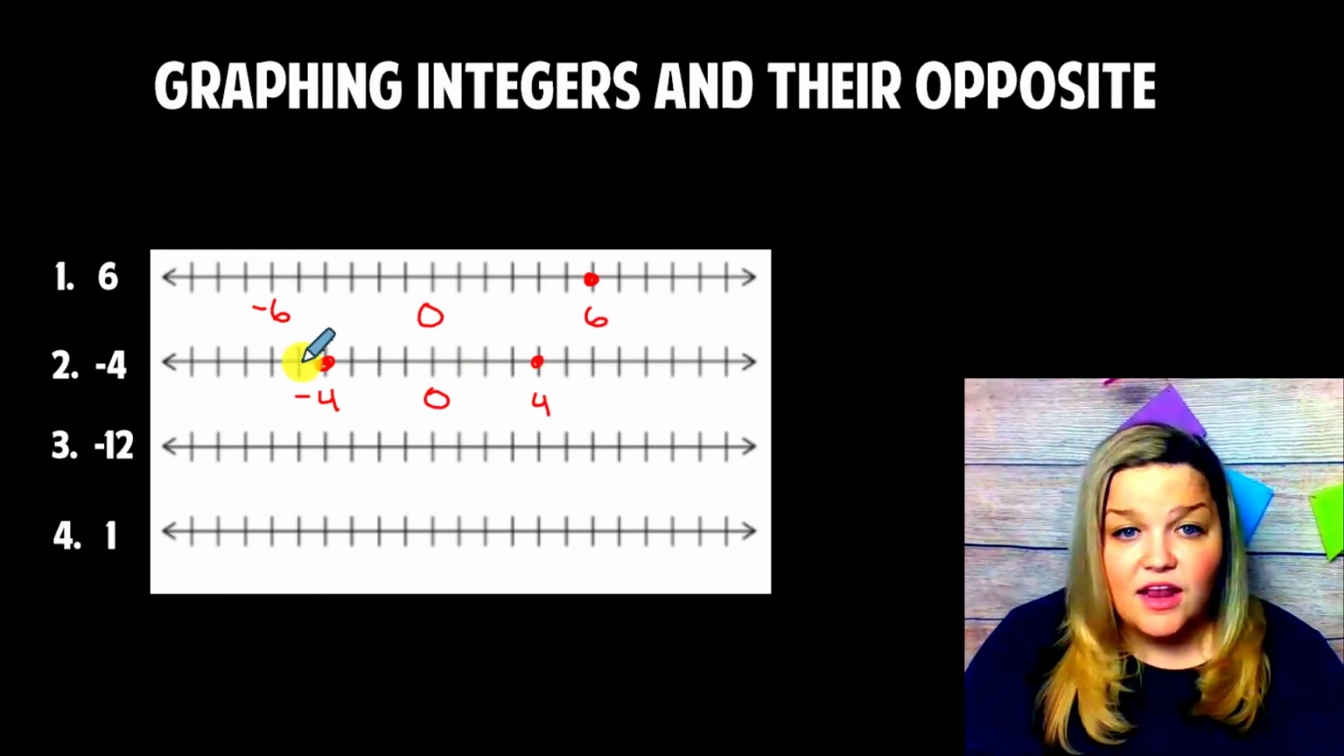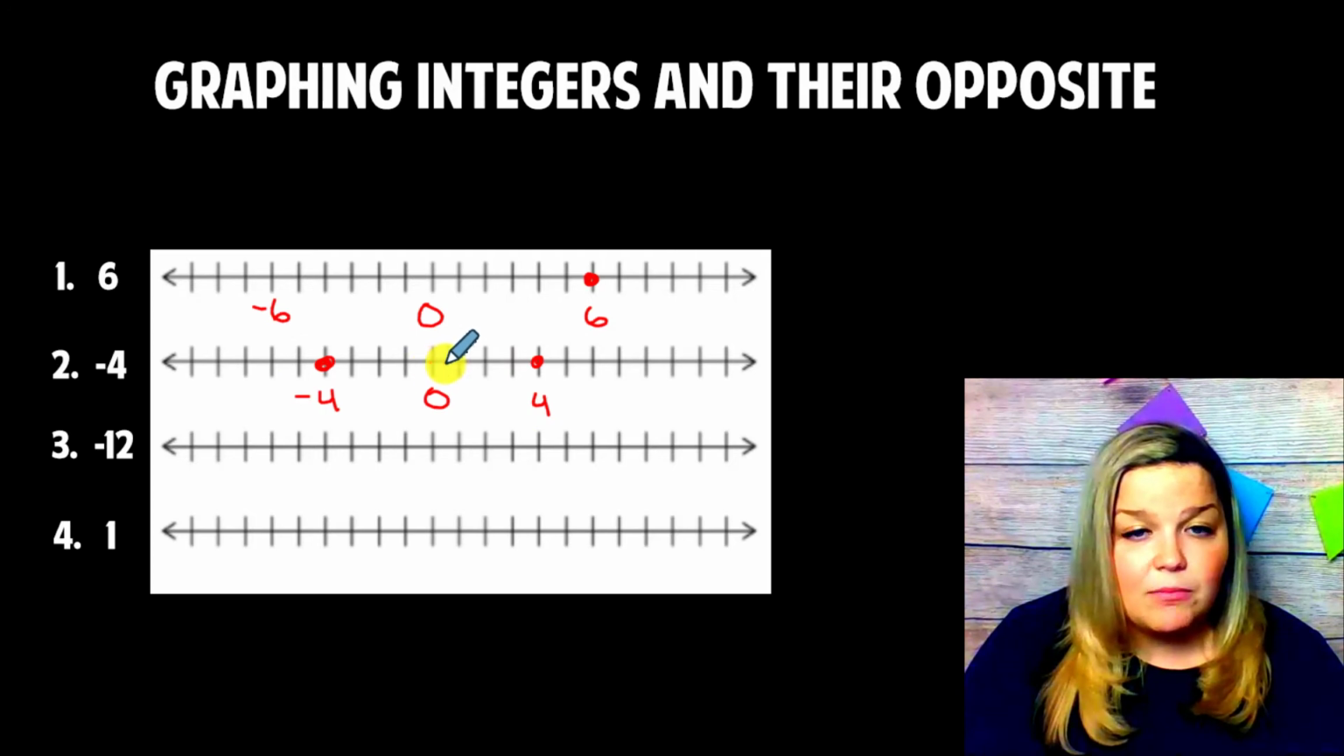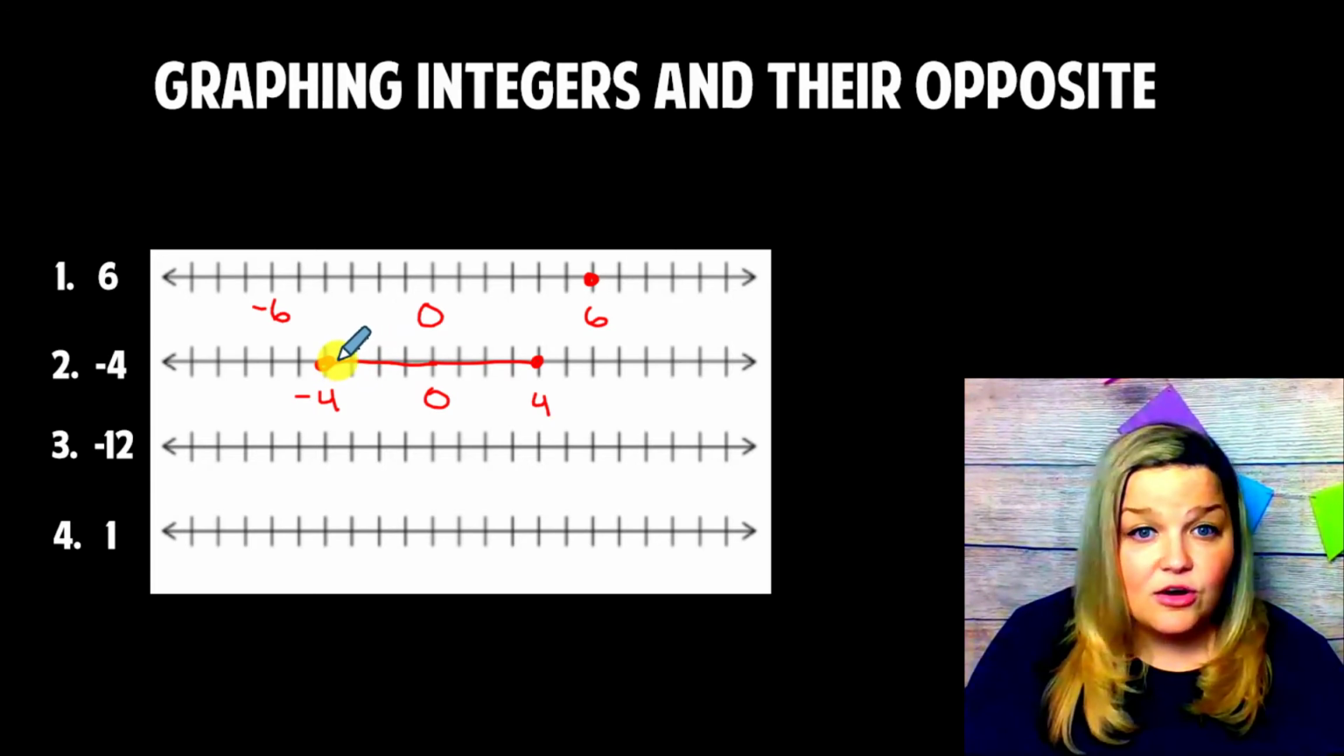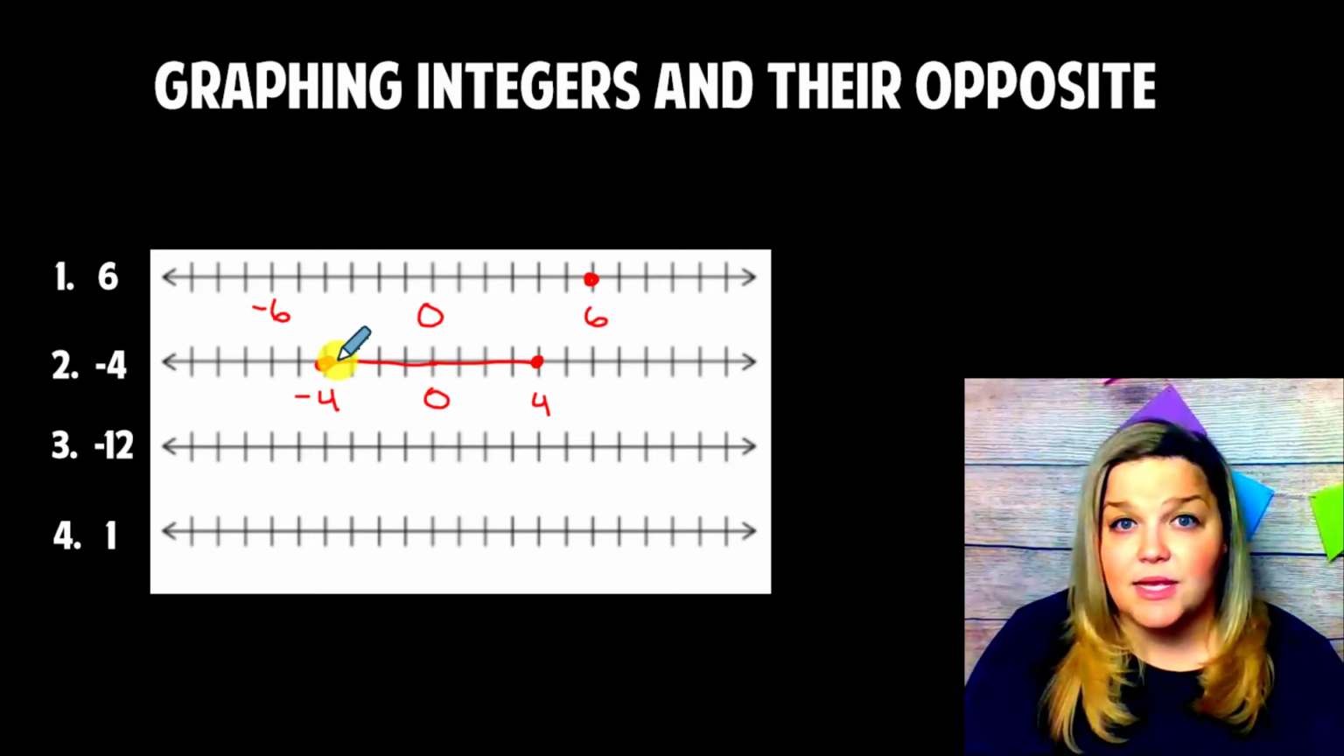And notice that opposites are always the same exact amount of spaces away from 0. 0 is almost like that line of symmetry. If you folded your number line right on 0, that 4 and -4 would lie on top of each other, or the 6 and -6 would lie on top of each other.